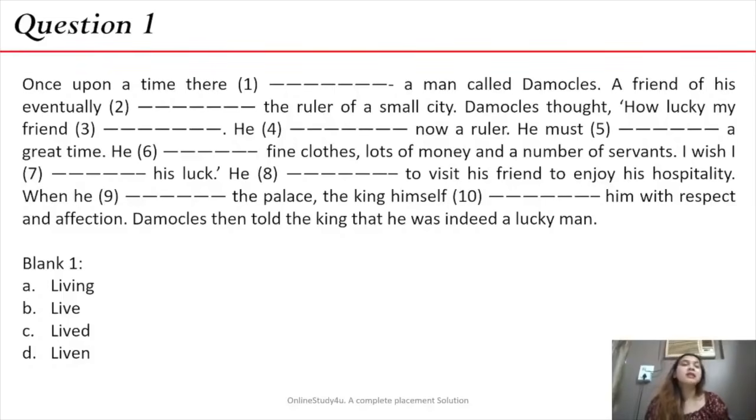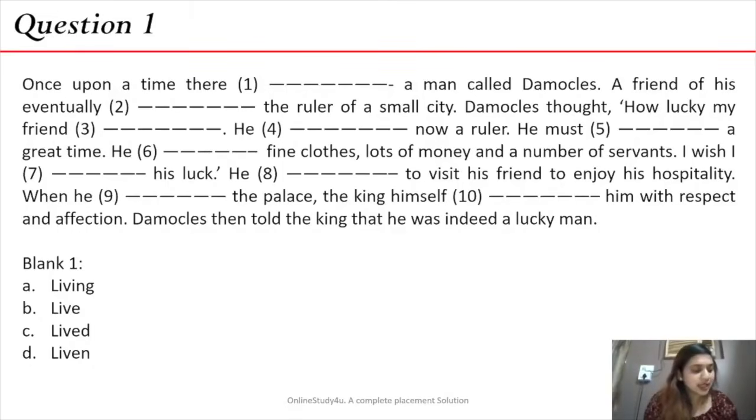The first blank says, once upon a time there dash a man called Damocles. Now the way I would want you guys to respond is you can just quickly put in A, B, C, D, because if you try and type the entire thing, it's going to take a lot of time. So what do you think would be the correct option for blank 1? Once upon a time there living a man called Damocles, there live a man called Damocles, there lived a man called Damocles, or there live in a man called Damocles. Okay, and I'm going to keep viewing your chat so that I can see what responses are coming in.